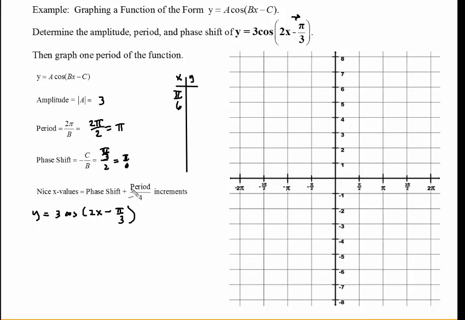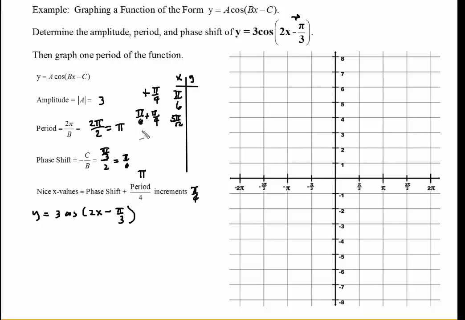All right, and then the period is pi, and the period divided by 4 would be pi over 4. So you would have to keep adding pi over 4 to get your 5 x values, starting at pi over 6. All right, so I'm going to come over here and say pi over 6 plus pi over 4 would be 5 pi over 12. And I've already worked this out, getting common denominators and so forth.